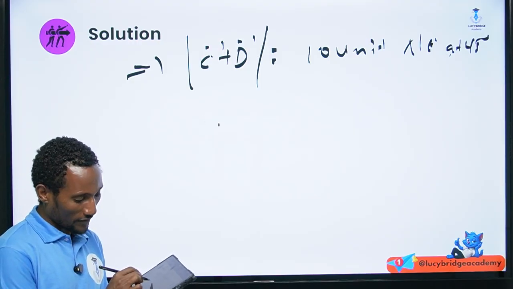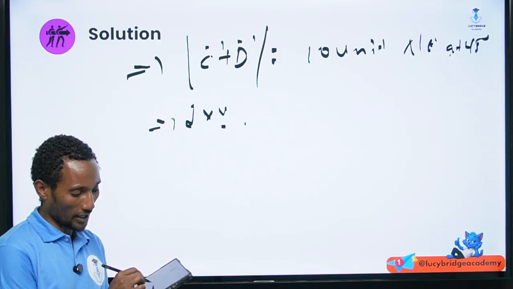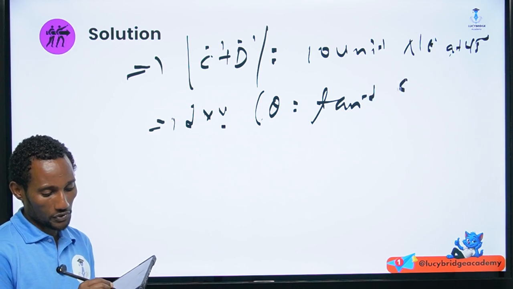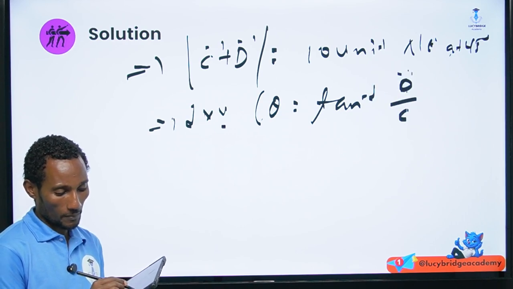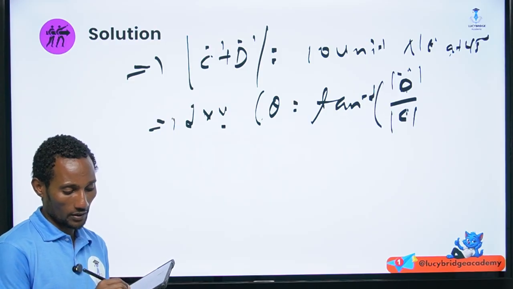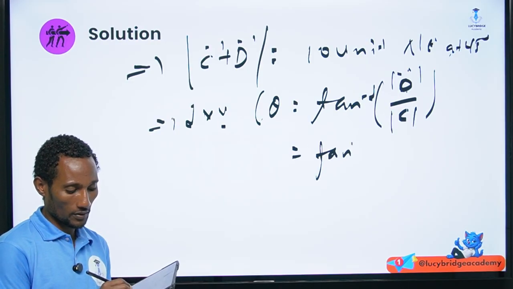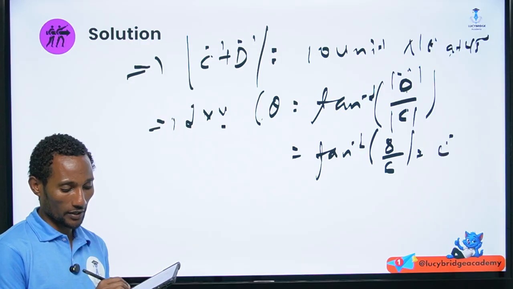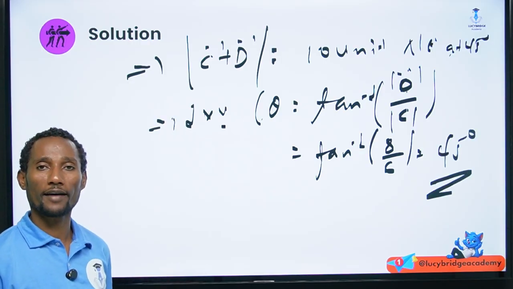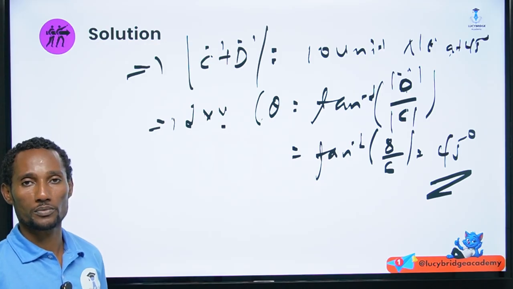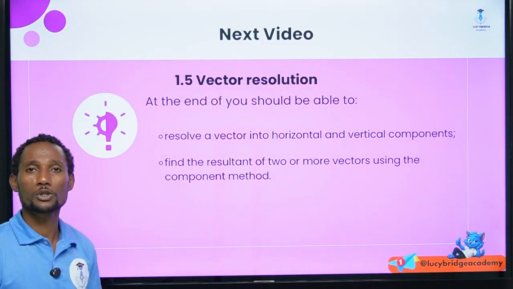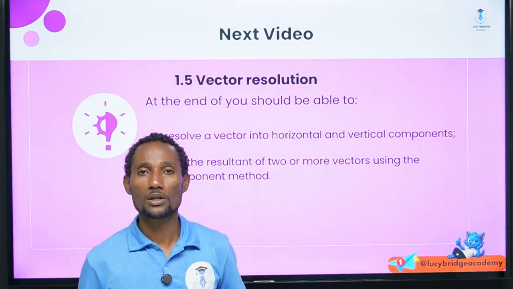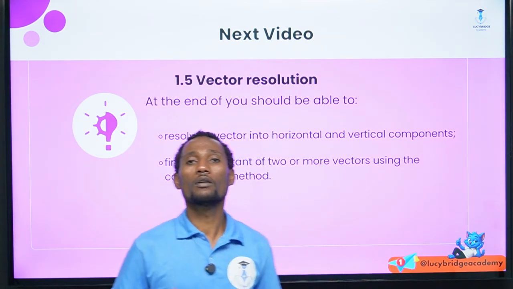The 45 degrees is the direction, calculated using theta, which is tan inverse of the magnitude of D over C. The result is tan inverse of 8 over 6, which results in 45 degrees. In such a way, you can calculate such problems. In the next video, we'll discuss section 1.5, which is vector resolution.